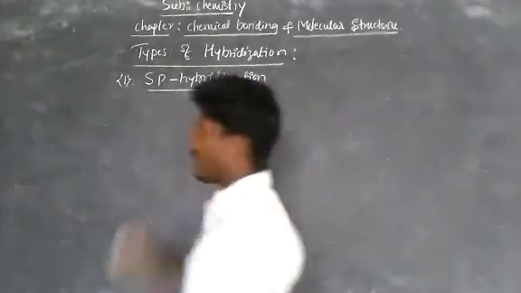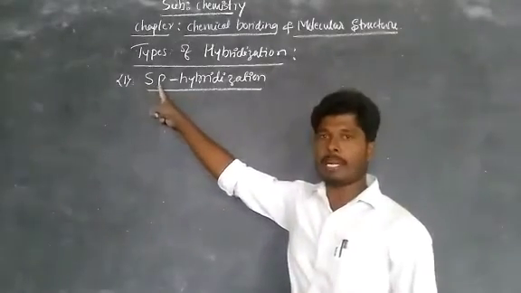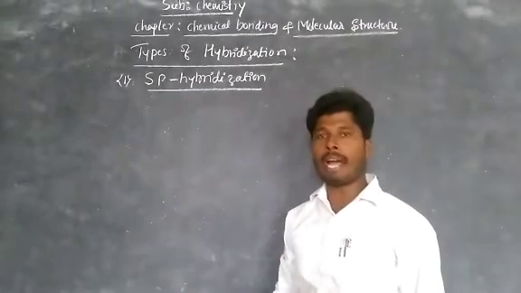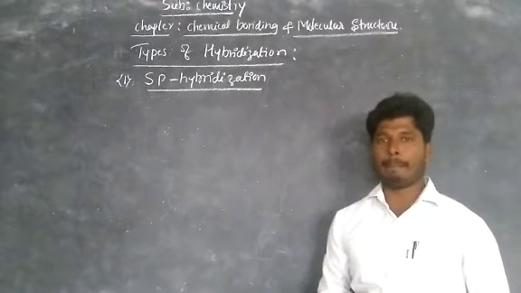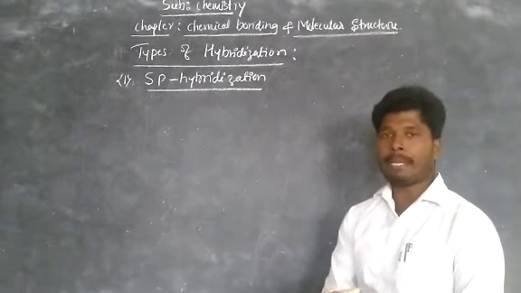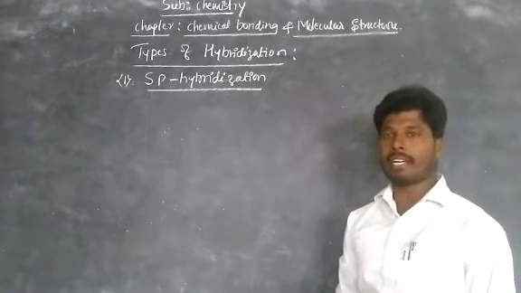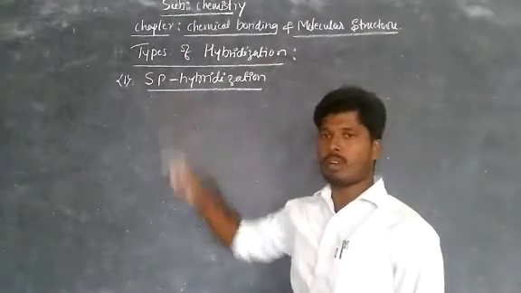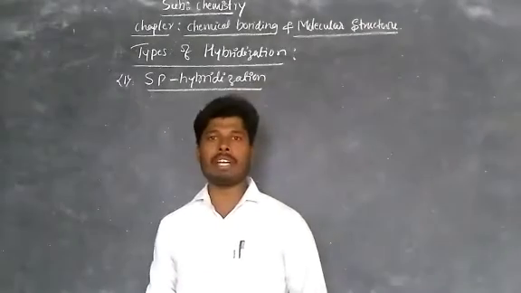sp hybridization is nothing but the overlapping of s and p orbitals to form a hybrid orbital. That process we call sp hybridization. In sp hybridization, there is 50% s character and 50% p character. You know the percentage is calculated out of 100.